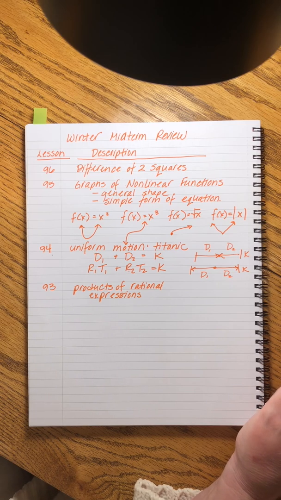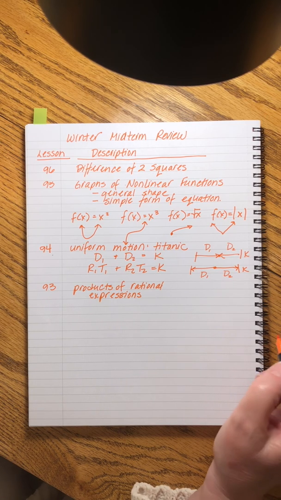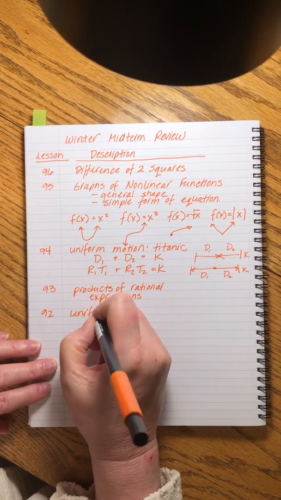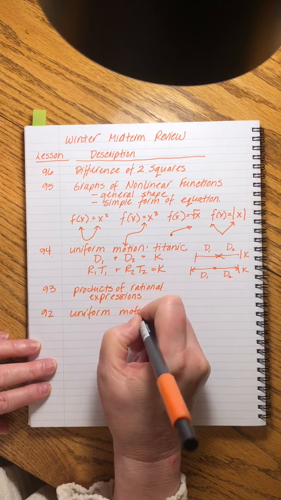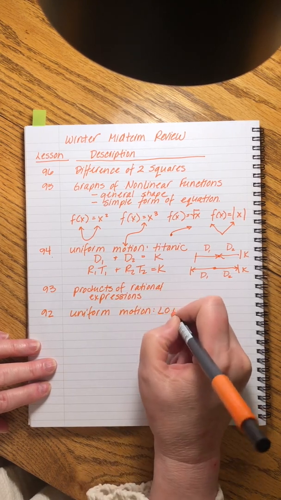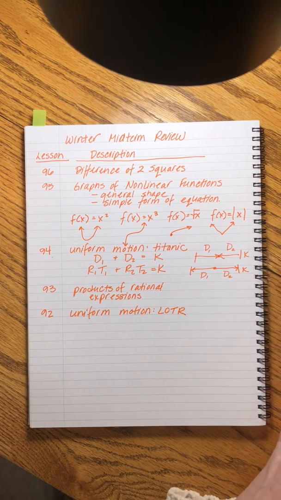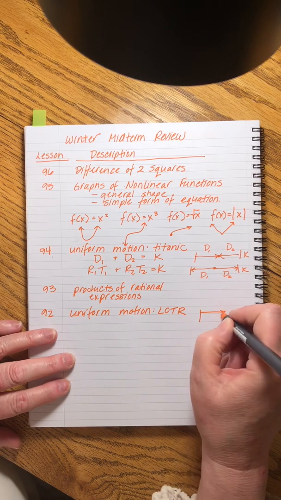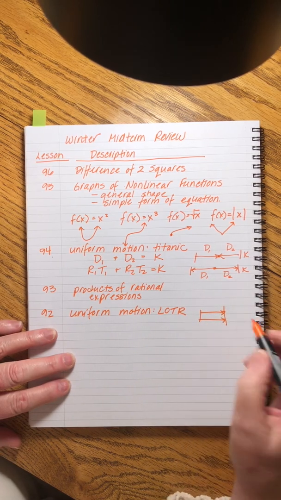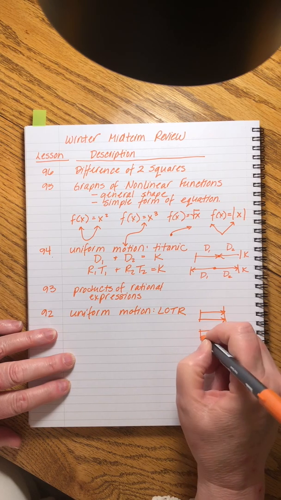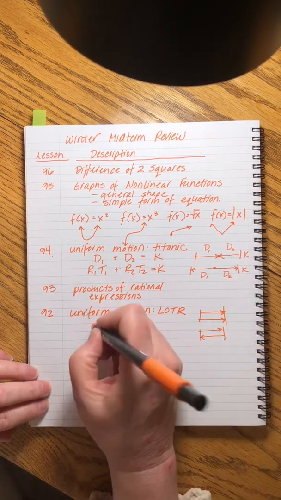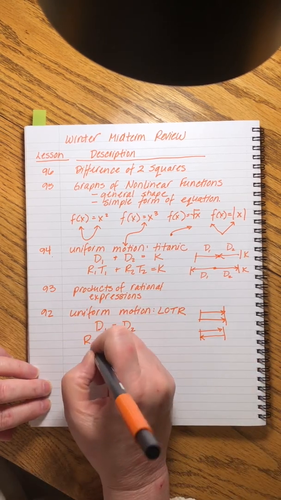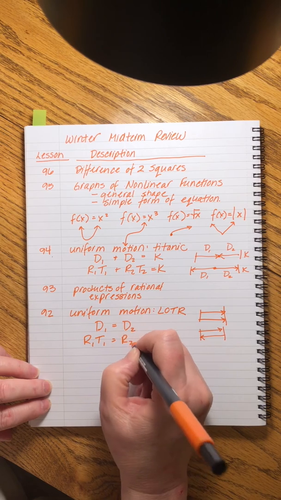92. This is the other kind of uniform motion. This is the Lord of the Rings style. The third kind also has a movie associated with it, so I'm excited about that. This kind is either Sam and Frodo go to the mountain or Sam and Frodo go to the mountain and come back. In these, the first distance equals the second distance, and so our base equation looks a little different.